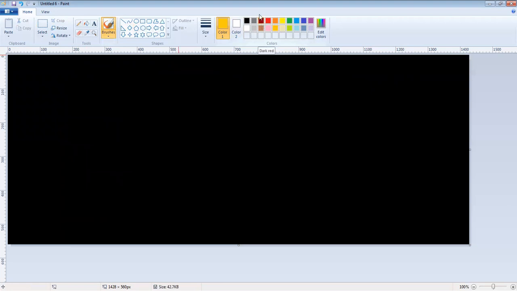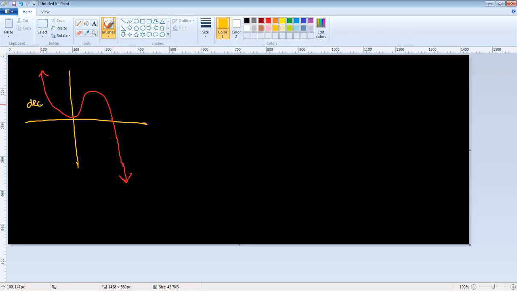Okay, what if we had something like this? This function does this, it comes down, and it comes up, and then it goes down. So this is going to be decreasing. This is going to be increasing. This is also decreasing. Here we have a min. Here we have a max. So this is also concave up, concave down.